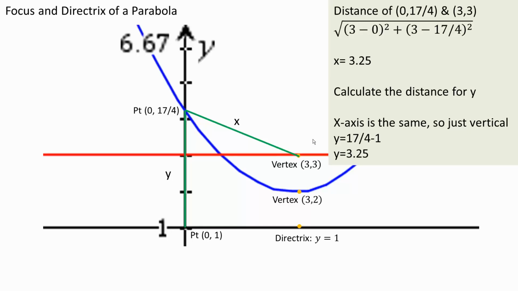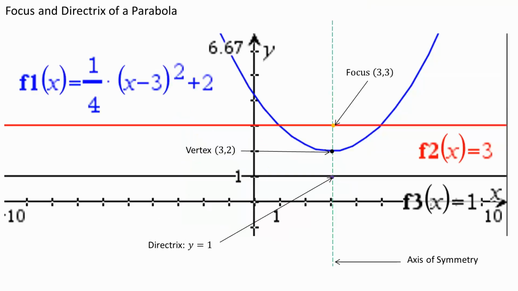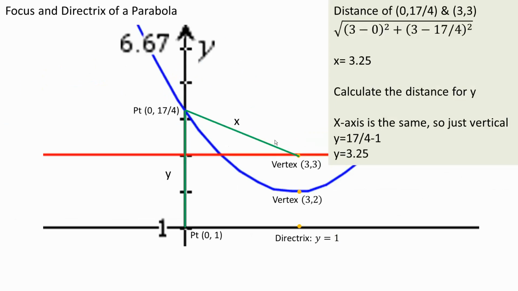And here I'm actually going ahead and proving that they are equal. So this point right here is (0, 17/4). Now, how did I get that? If I plug in a 0 here, the y value would be 17/4. So this vertex is (3, 3), and this point is (0, 17 divided by 4). So let's use the distance formula. So we do 3 minus 0 squared plus 3 minus 17 divided by 4 squared. And then we get the value of x is 3.25. This distance is 3.25.